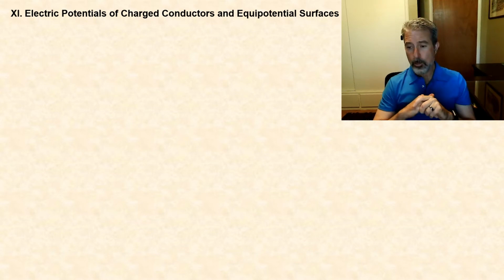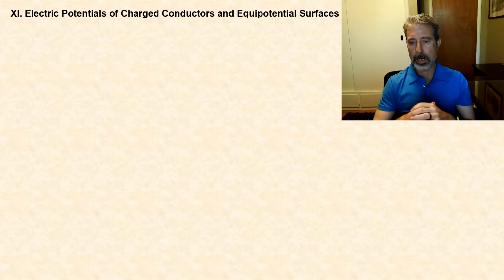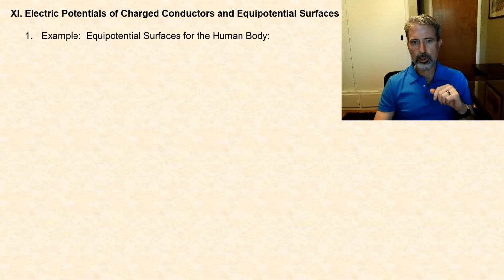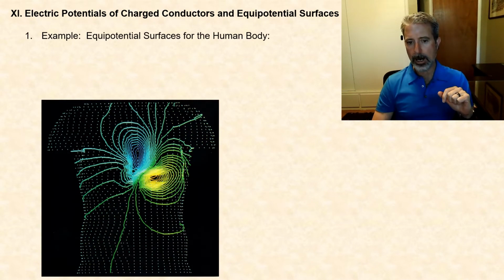As I mentioned in the opening slide, the last topic that we're going to take a look at in our unit on electric potential is the electric potential of charged conductors and what we call equipotential surfaces. So to introduce this topic, I want to show you some equipotential surfaces for the human body.